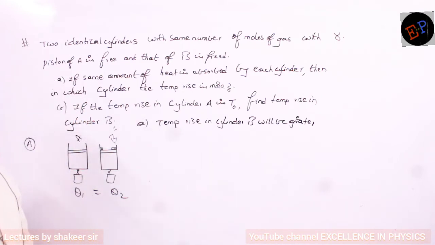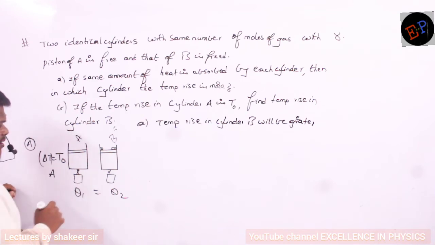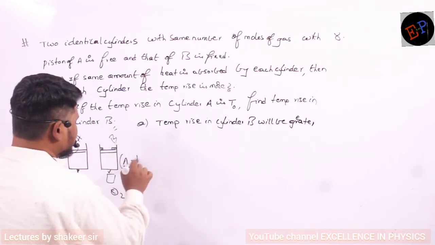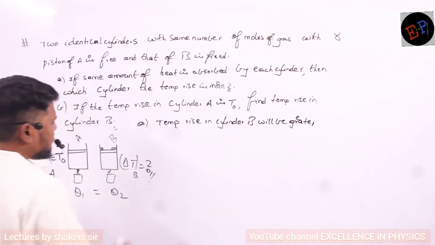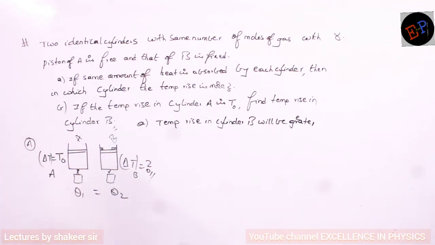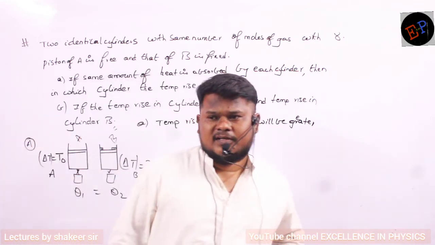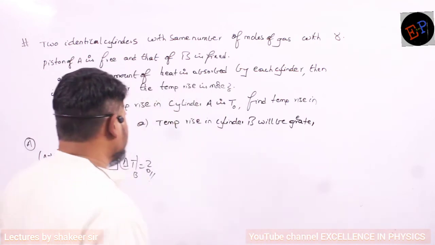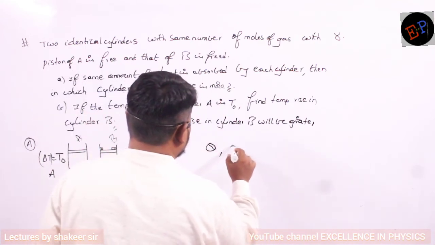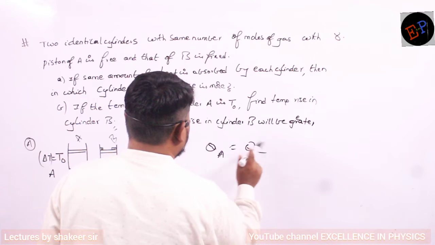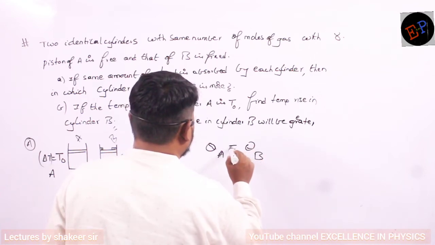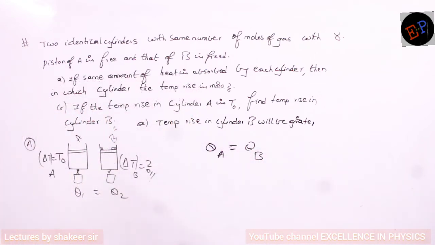rise in cylinder B? So in this condition, change in temperature is how much? It is T0 in cylinder A. Then the change in temperature in cylinder B, that is what he is asking. For both cylinders, we are supplying the same heat energy, no? So therefore, can I say that Q1 is equal to Q2, or you can write QA is equal to QB. I can write like this also.